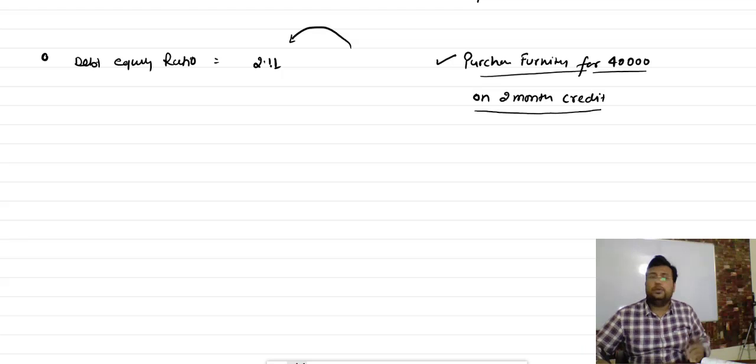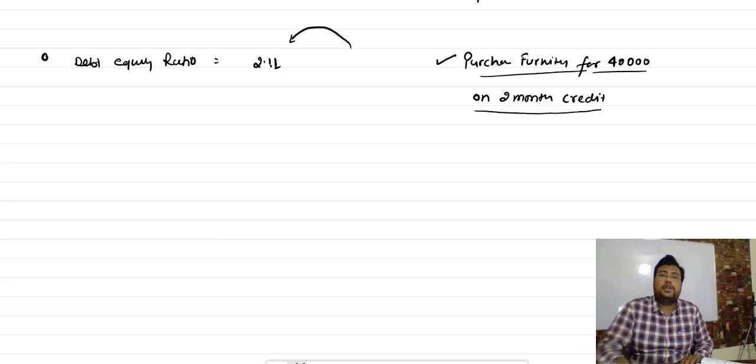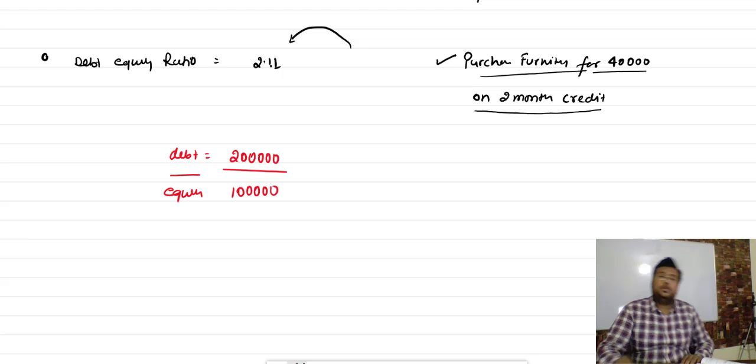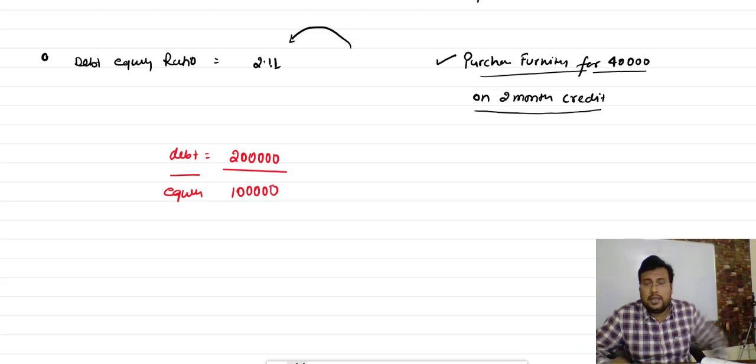So we just assume that the debt equity ratio is 2:1. Accordingly, what will happen? So debt is equal to 2:1, so we assume debt is 2 lakh rupees, and our equity is 1 lakh rupees. 2 lakh and 1 lakh.